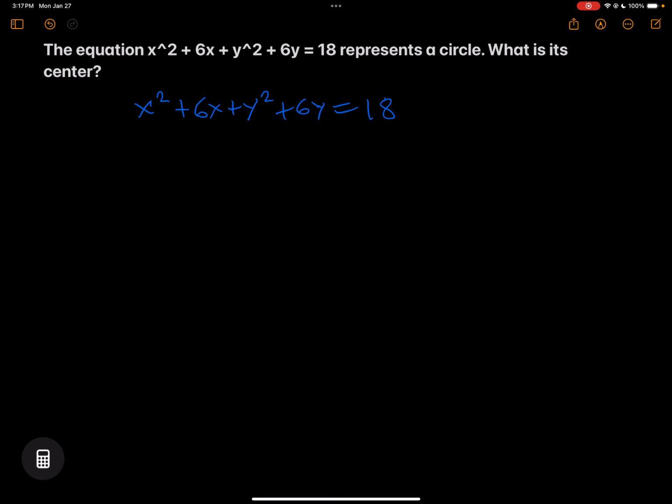In this video, we're going to be explaining how to solve this problem on graphing quadratics and circles in Algebra 1. The problem statement says, the equation x squared plus 6x plus y squared plus 6y equals 18 represents a circle. What is its center?